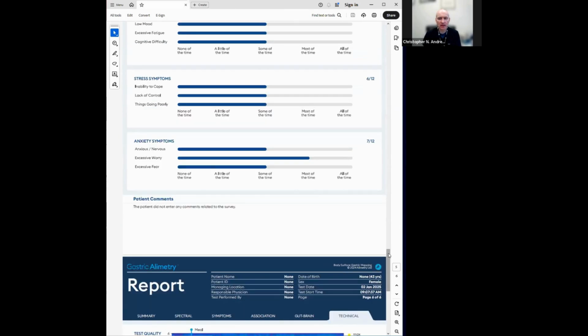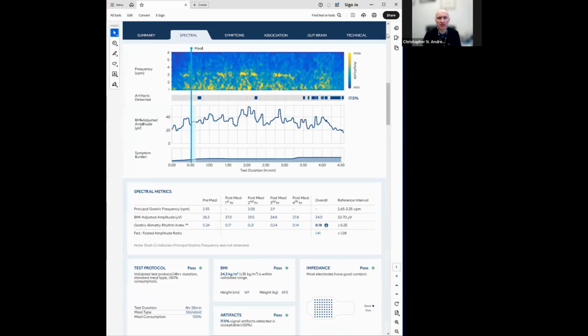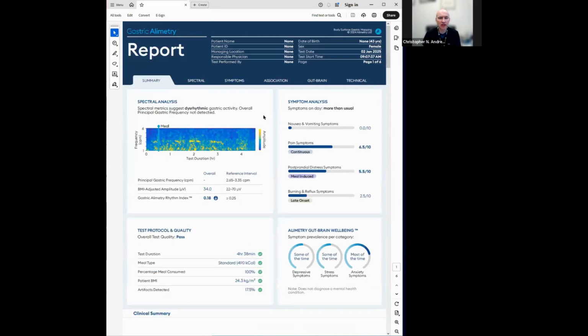So in summary, this is a 43-year-old woman who had a longstanding history of diabetes, as well as nausea and vomiting, and the phenotype is quite clearly dysrhythmic, and this would be fitting with a diagnosis of a gastric neuromuscular disorder or possibly gastroparesis.